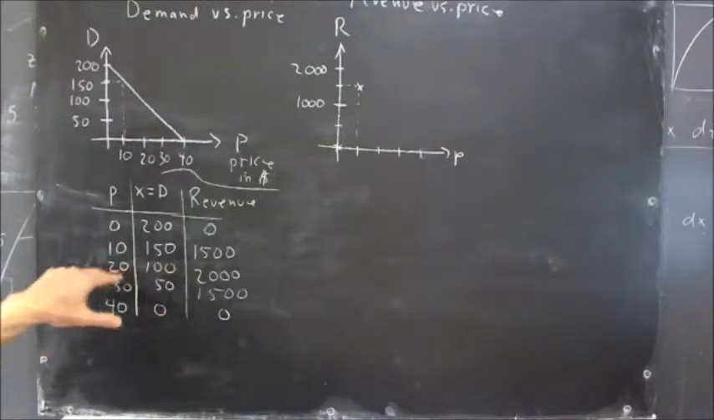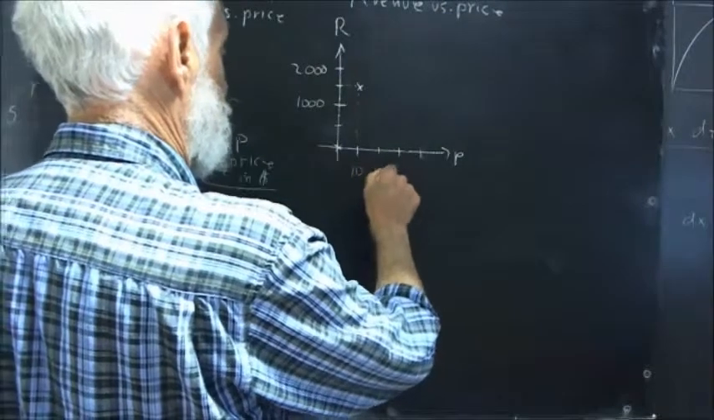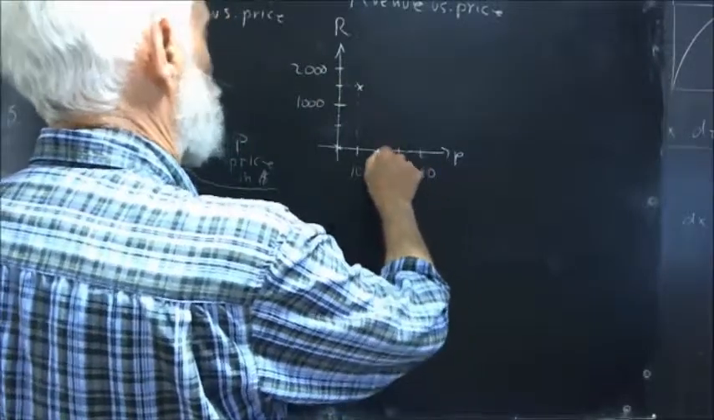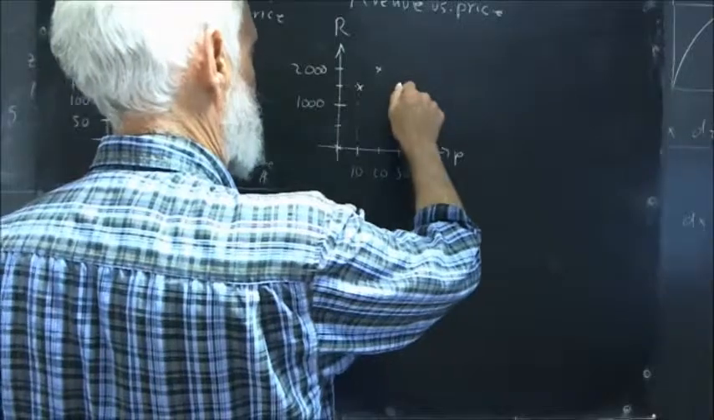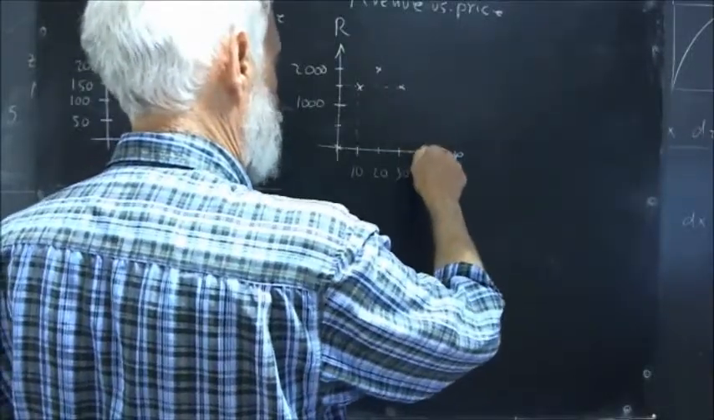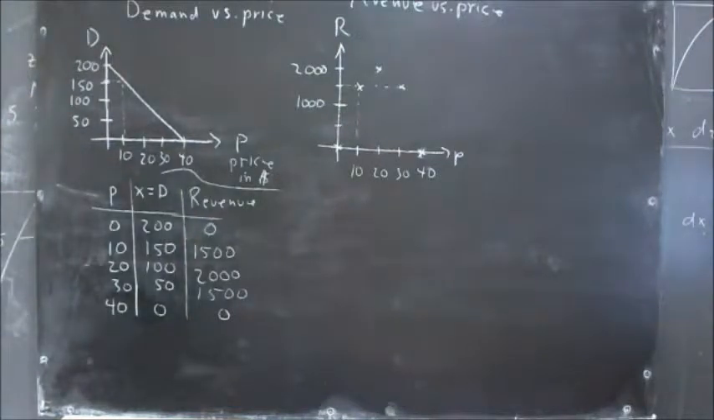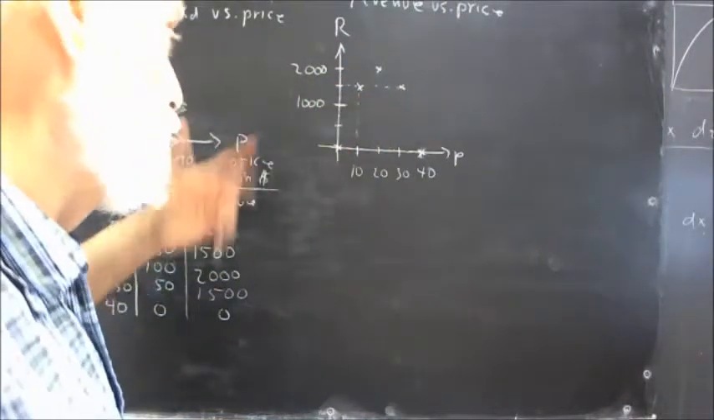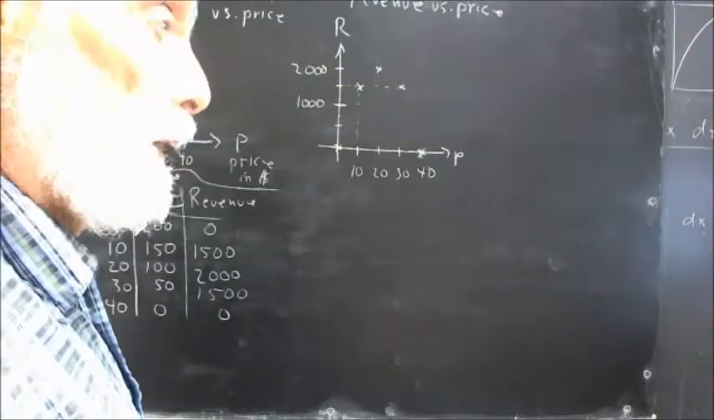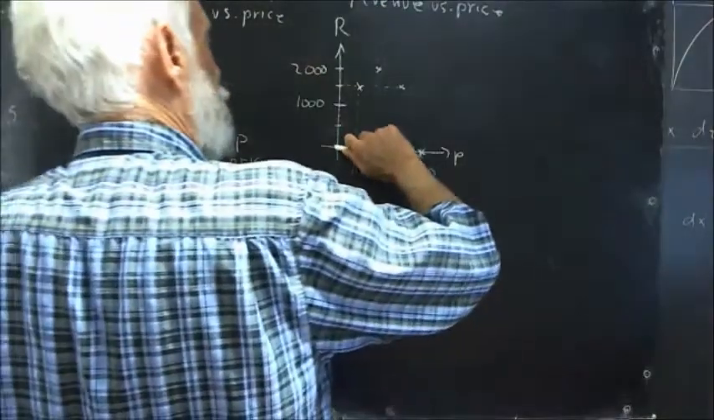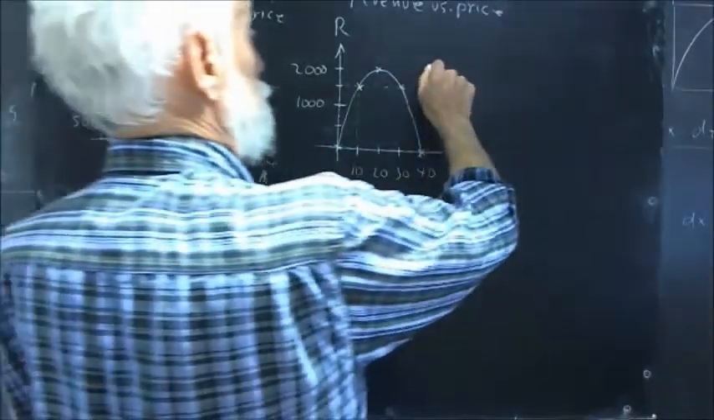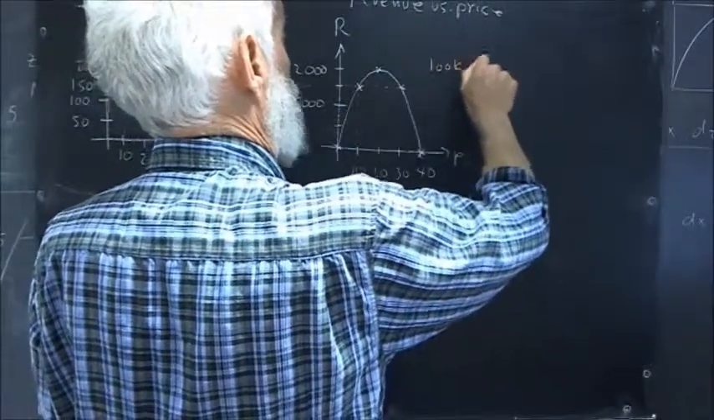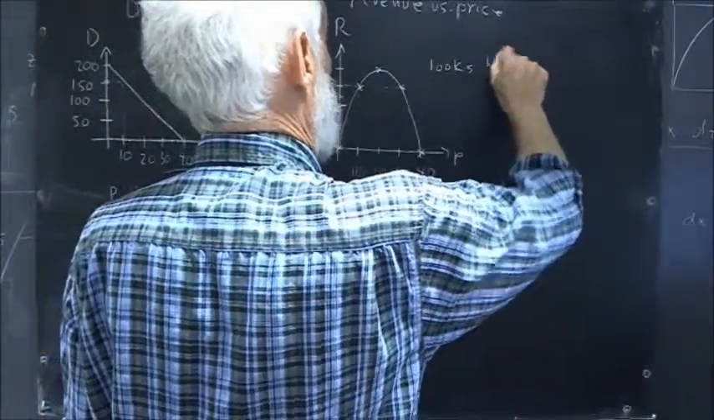Okay. For a price of 20, of course that's 10, 20, 30, 40, we have revenue of 2,000. For 30, we have a revenue of 1,500. So that will also be directly across here. And for 40, we have a revenue of 0. So there's 5 points on our revenue versus price function. We could plot a curve through these points. It looks like a parabola.